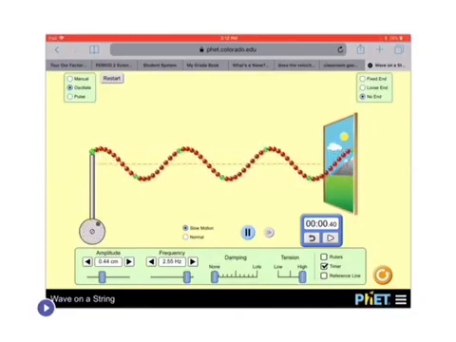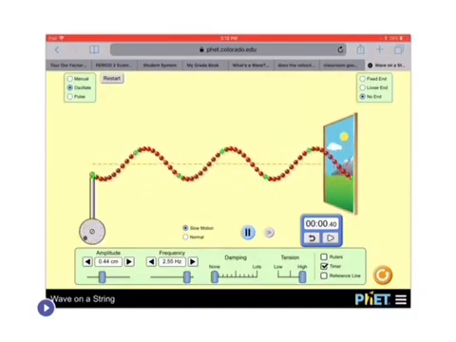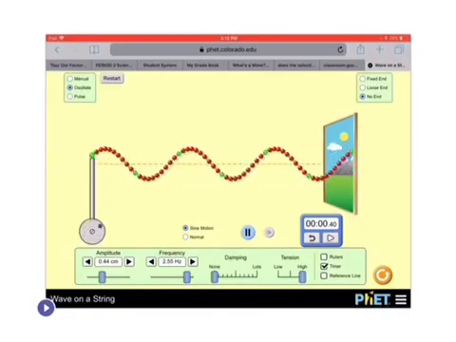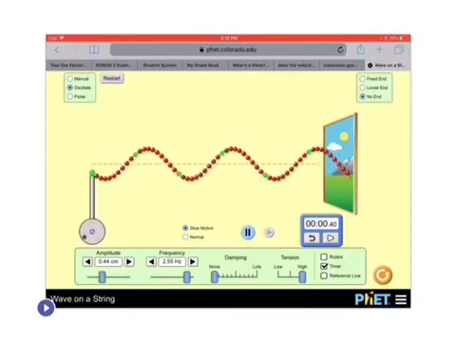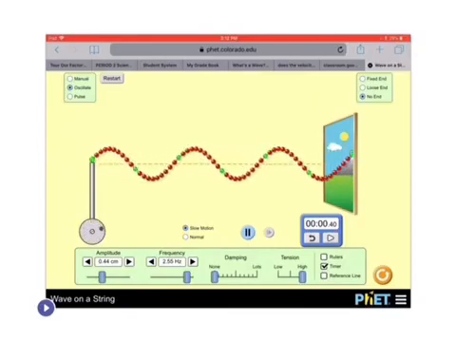I can have lots of little waves, or I can have hardly any, and the velocity can be exactly the same. And this is actually true of light, which is a wave that has lots of different frequencies, but it all travels at the speed of light.